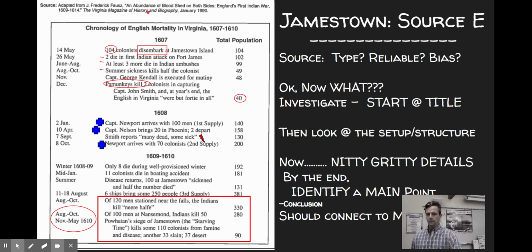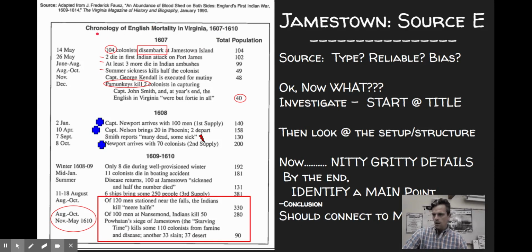Now, should we trust this? Is it reliable? Do you think there's going to be bias? It's a Virginia Magazine of History and Biography. It doesn't sound like the funnest magazine, so it's one of those boring ones that talks about a chronology of English mortality in Virginia. It's pretty boring, so I feel like that's pretty trustworthy. I don't think someone's going to try to fool me. And just reading the language that they're using, it looks pretty close like it was taken from a primary source. So I'm going to go with this. I think it's definitely going to be reliable.